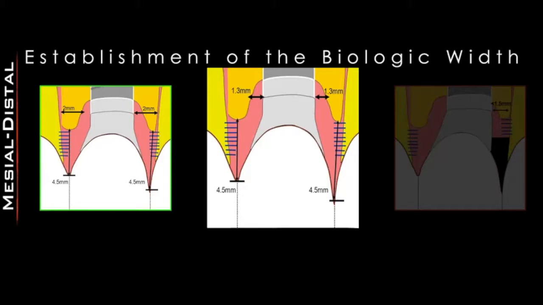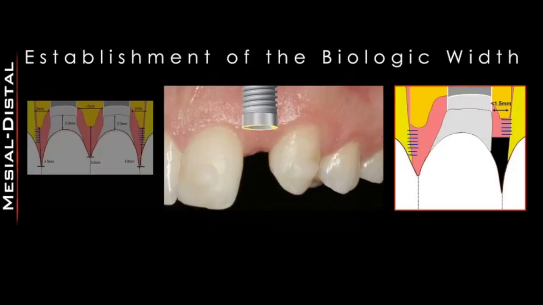Now, what happens if we have less than 1.5 millimeters in between your implant and the neighboring teeth? Well, what's going to happen is that establishment of the biologic width is going to destroy the bone that you can see all the way on the right of your screen. And because those fibers are not inserted on the implant, they're only inserted on a tooth, and you lose some of the fibers that get inserted on the tooth, then you're going to end up with a black triangle.